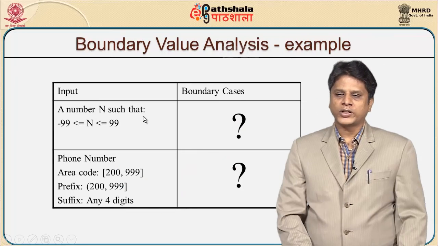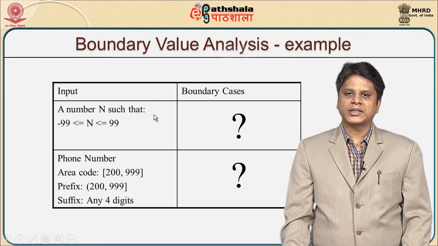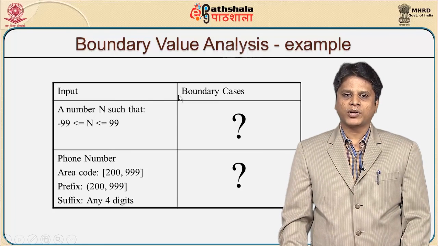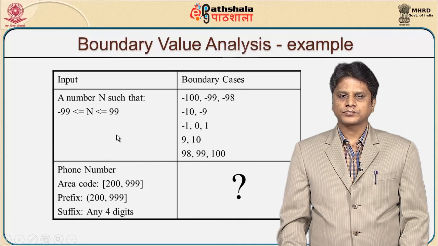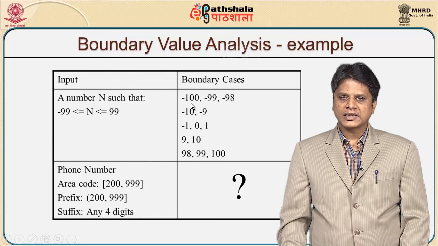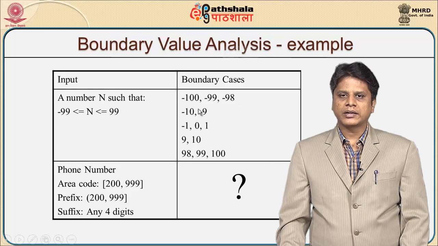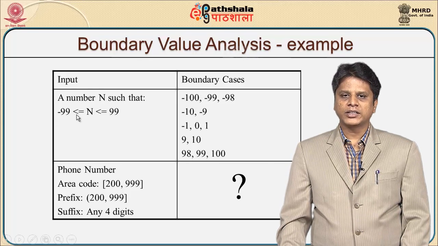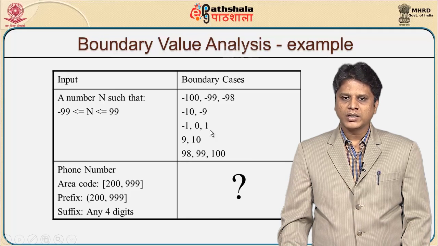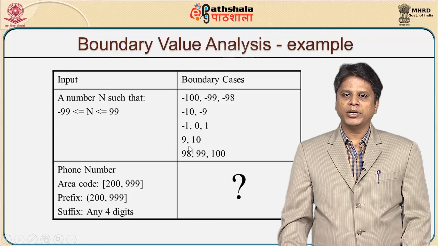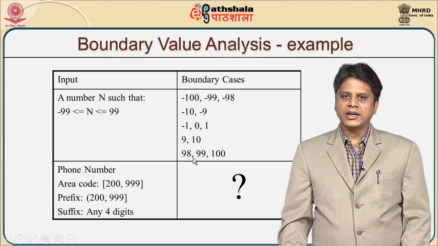So for the example that we have already provided, what should be the boundary test cases that we may have to write for the input minus 99 less than or equal to n less than 99? We may have to test for minus 100, minus 99 and minus 98, which becomes one boundary condition. The other boundary condition would be minus 10 and minus 9, which are well within the limits. The other would be minus 1, 0, 1, and the other condition would be 9 and 10, and 98, 99 and 100.